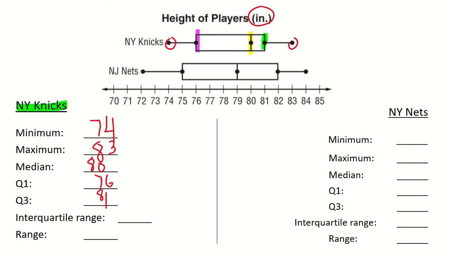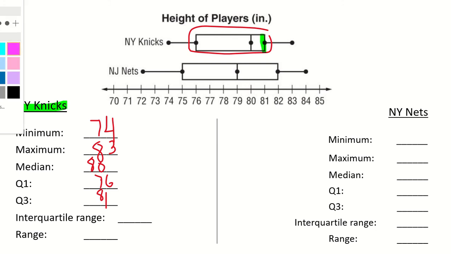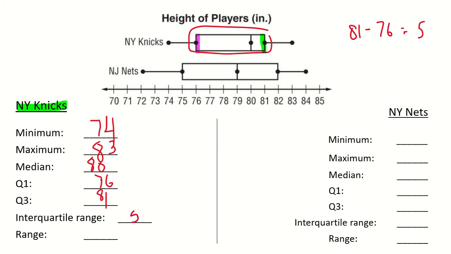Now the interquartile range. Okay, here's where we have to calculate. Remember, interquartile range is where we're just focused on the quartile, the box part of the graph. We're going to do Q3 minus Q1. 81 minus 76, which is 5. So the interquartile range is 5 inches.